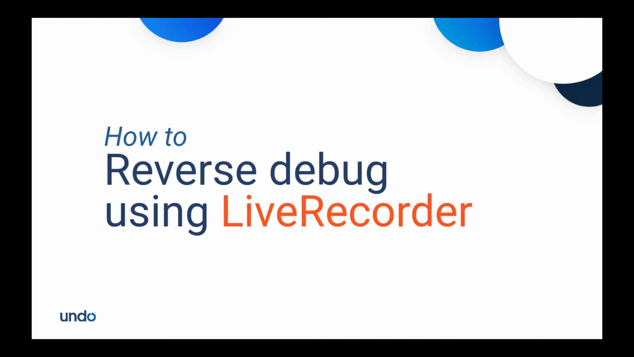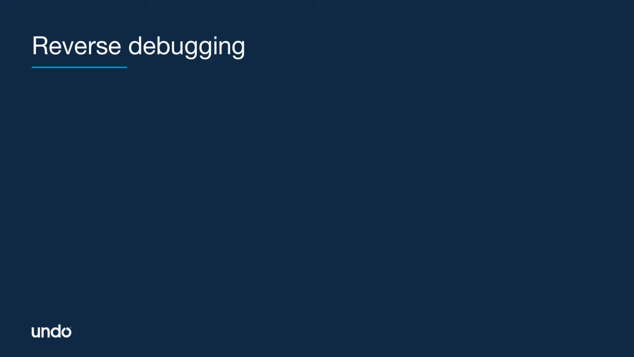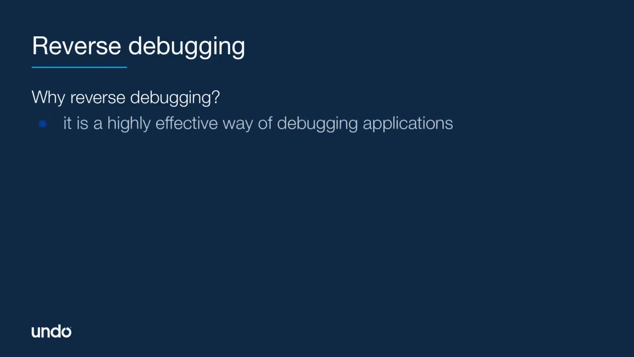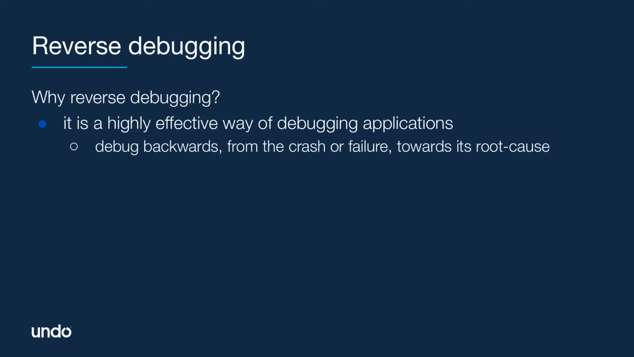In this tutorial, we're going to see how reverse debugging can be done using Undo's LiveRecorder. Before going into the details of reverse debugging, let's focus for a moment on why we should use it in the first place. Reverse debugging is a highly effective way of debugging applications, allowing us to remove the guesswork in defect diagnosis by debugging backwards from the moment of a crash or failure towards its root cause.